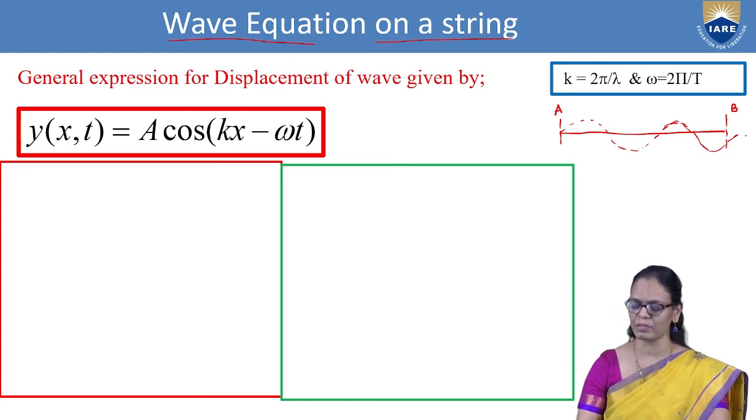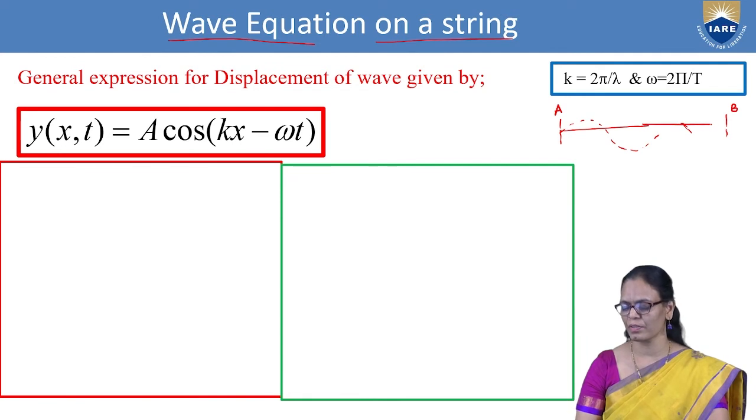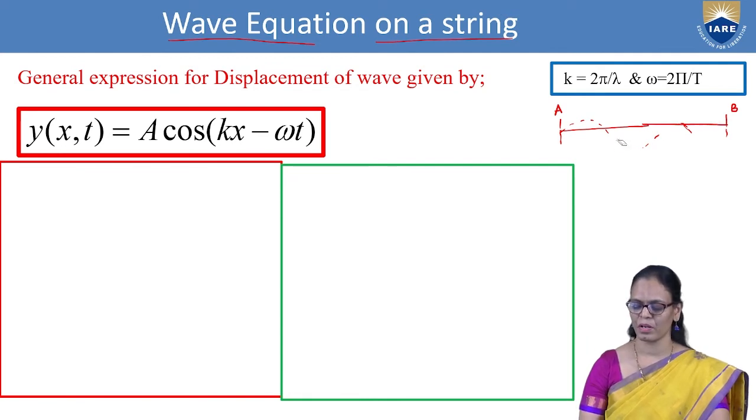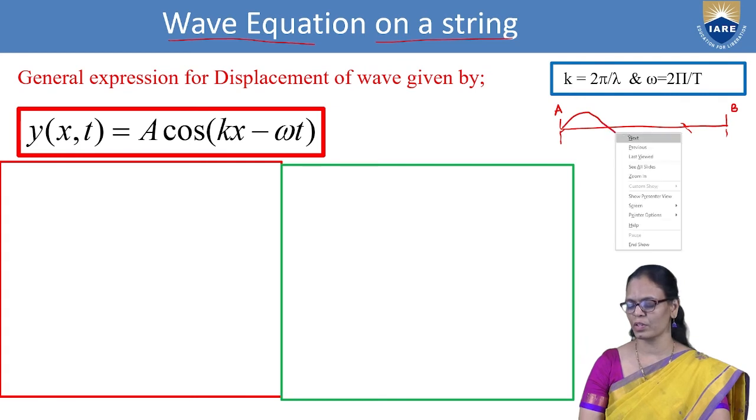Always you see here, this is the string. Always at the fixed point, you will have a node.